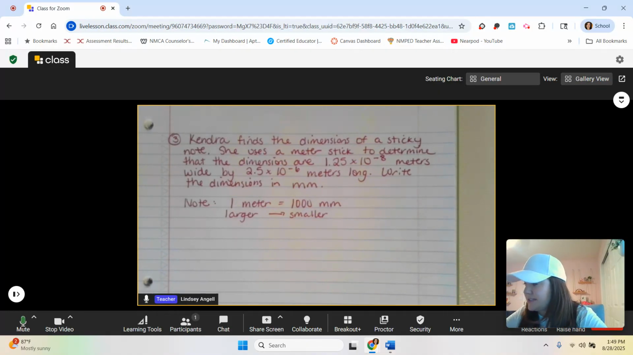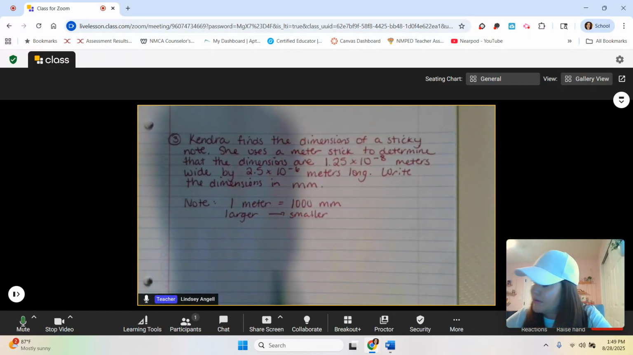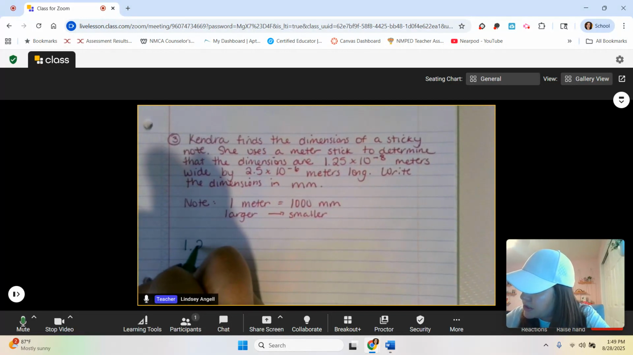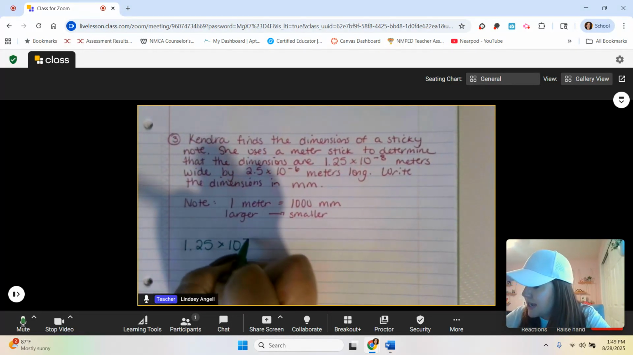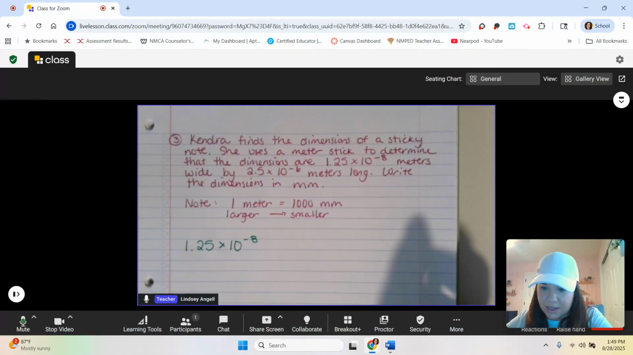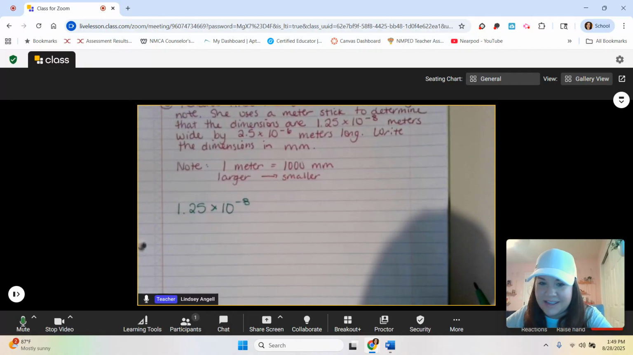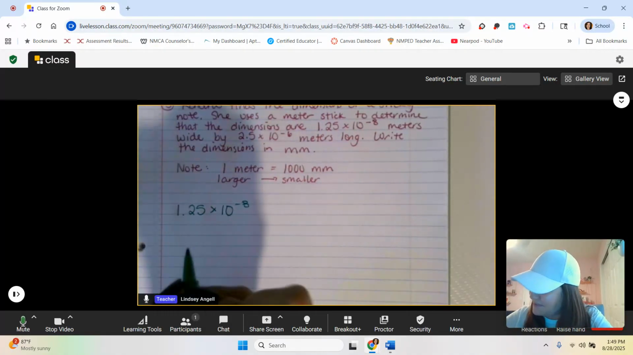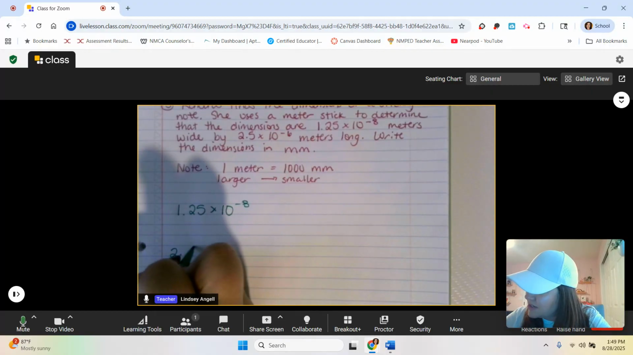She uses a meter stick to determine that the dimensions are 1.25 times 10 to the negative 8 meters wide by 2.5 times 10 to the negative 6 meters long. Write the dimensions in millimeters. Okay, so we've got two dimensions. We've got 1.25 times 10 to the negative 8. Who on earth would measure a sticky note like this? You've got to wonder, right? Okay, anyway, I'm off track. We've got two dimensions.